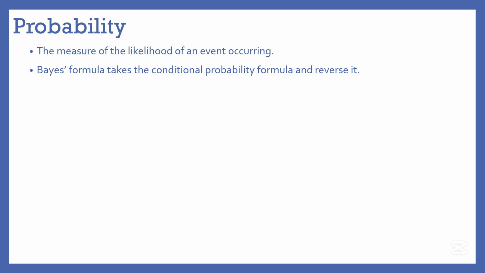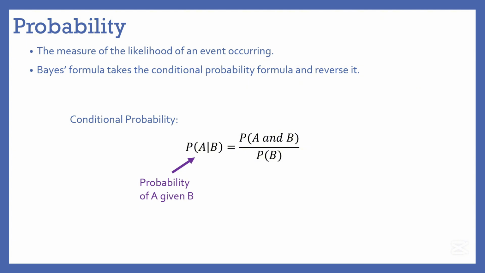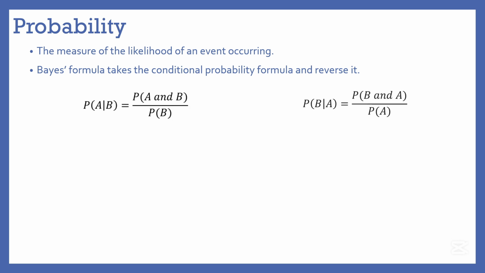And finally, let's dive into probability. Probability is the measure of the likelihood of an event occurring, and the base formula takes the conditional probability formula and reverses it. As we know, the conditional probability formula is as such, with the probability of A given B equal to the probability of A and B over the probability of B. Let's now write another expression with this formula. Probability of B given A is equal to the probability of B and A over the probability of A.